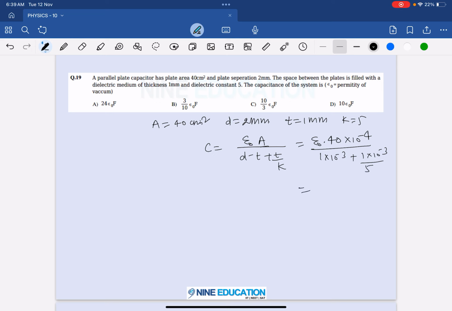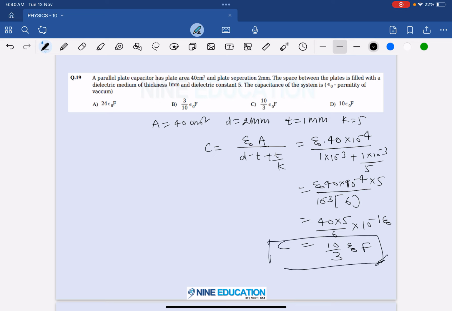So 1 into 10 to the power minus 3 is common. We are having basically here 5 plus 1, that is 6 by 5. Now when it goes to the top, it is going to become 40 into 5 by 6 into 10 to the power minus 1. Correct? So which is basically 4 into 5, 4 into 5 is 20, 20 by 6, it is 10 by 3. But there is epsilon naught as well. Correct? So basically this capacitance is going to become 10 by 3 epsilon naught farad. Correct? So that is our answer.